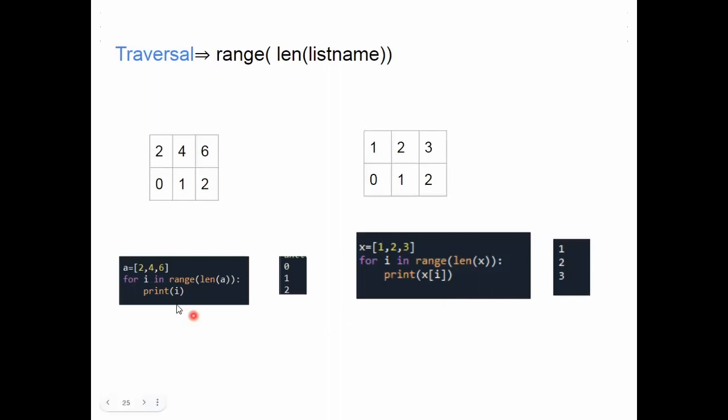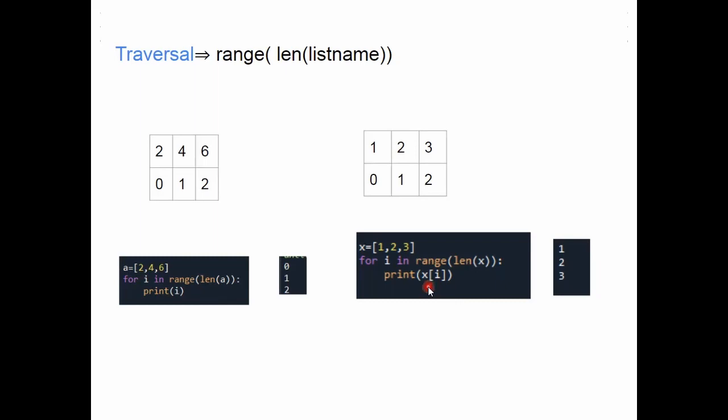If you have any confusion, let us revise. A is a list containing 2, 4, 6, and we are using the range function, range of length of A. How many elements are here? We have 3 elements. The value of I initially will be 0. It will print whatever is present in I, which is 0. So it gives the index number, but we don't want the index number. We want the element which is present here.